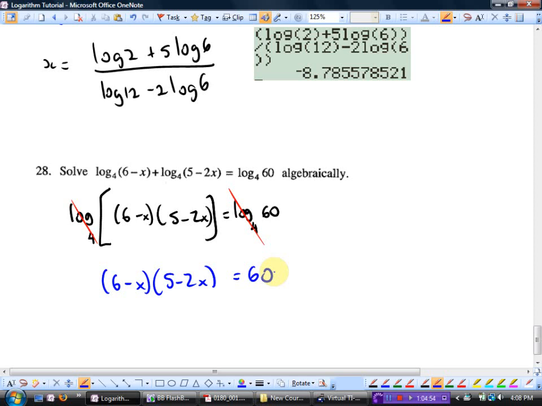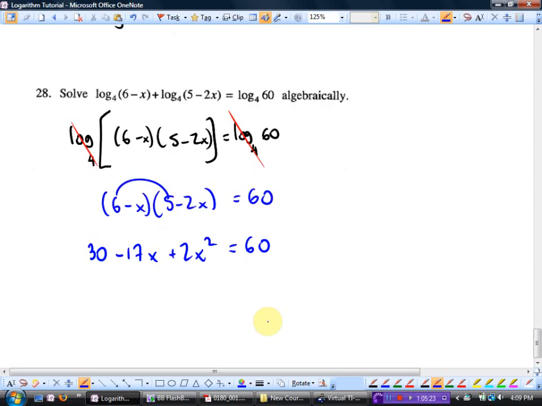Now what? FOIL? Sure. I'll get 30, and I think I'll get a minus 12x and a minus 5x, so a minus 17x, and plus 2x squared equals 60. What kind of an equation is this? It's a quadratic? How do I know? It's got a squared. Okay.